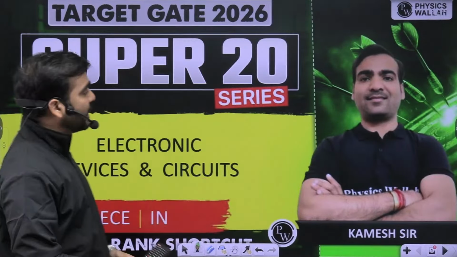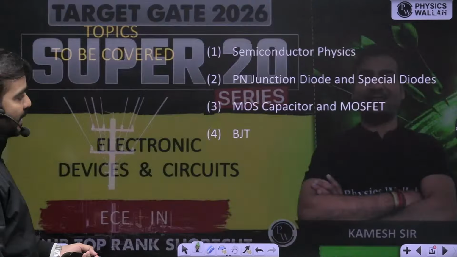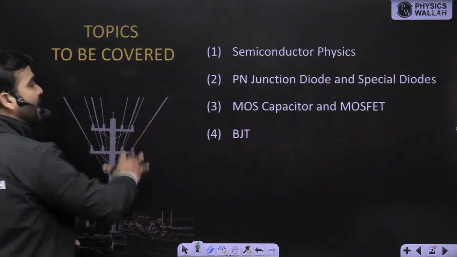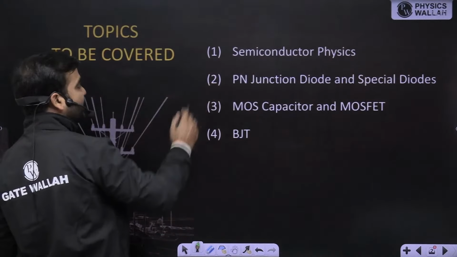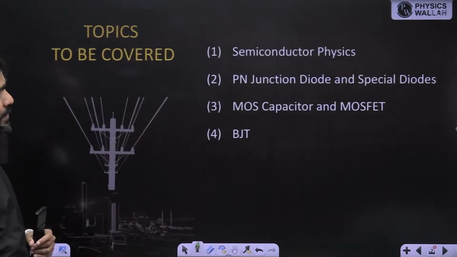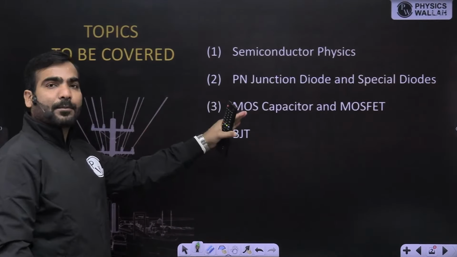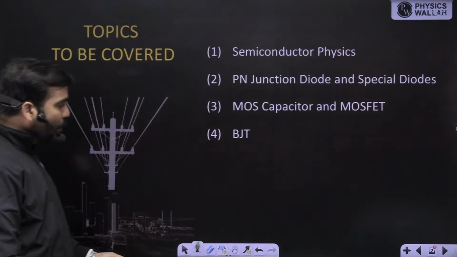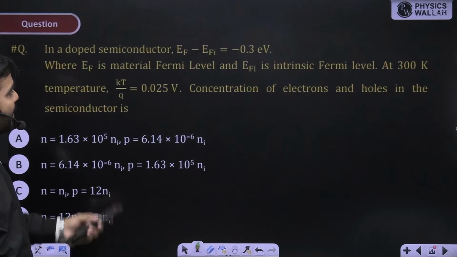So let's start this Super 20 series on electronic devices. The topics we are going to cover are semiconductor physics, p-n junction diode and special diodes, MOS capacitor and MOSFET, and BJT. Let's start with the very first question.